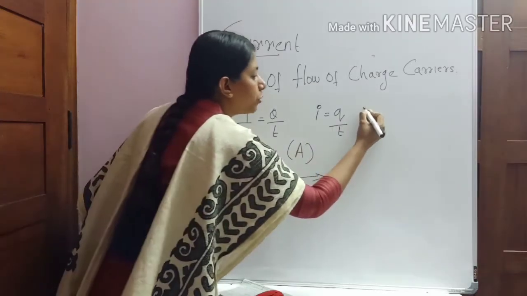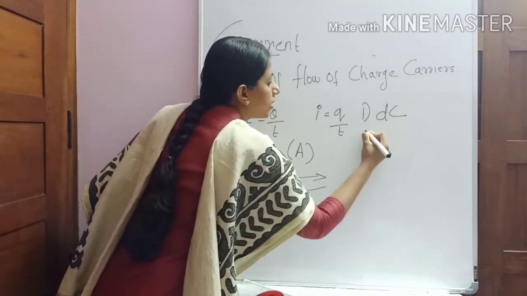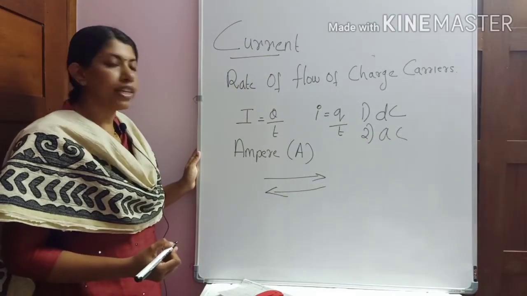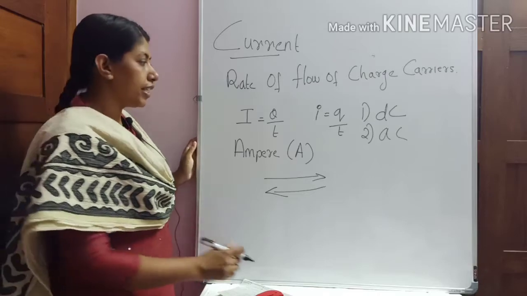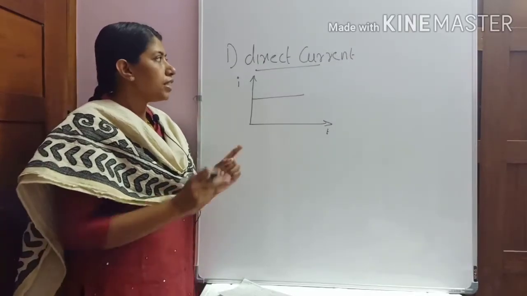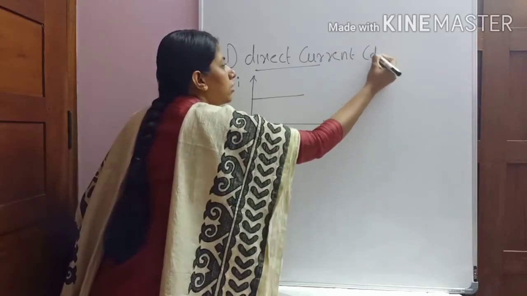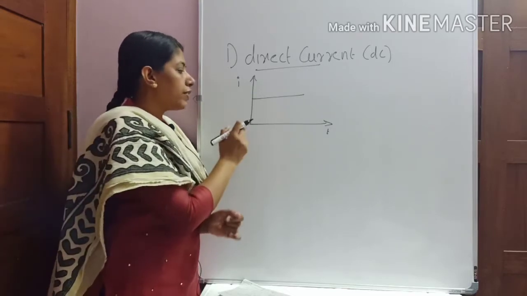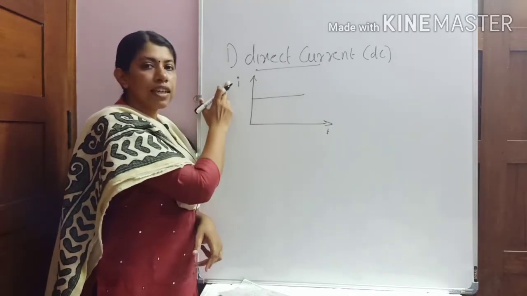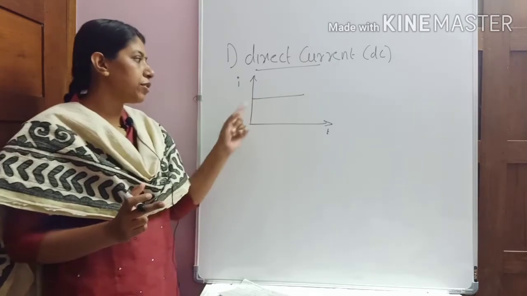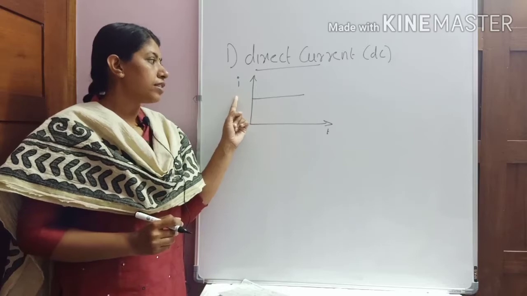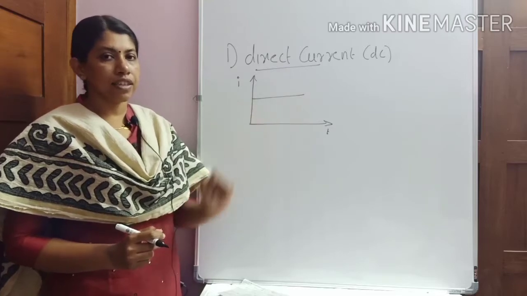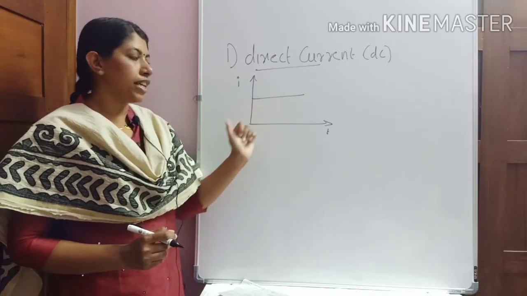Current will be basically of two types: DC, direct current, and AC, alternating current. Now we will see what a direct current and what an alternating current indicates. Direct current, or DC. What do you mean by a direct current? We can see from the graph, which is plotted with time on the x-axis and current on the y-axis, that the direction as well as the magnitude of the current is constant. So this kind of current is known as direct current. In direct current, the magnitude and direction will not change.